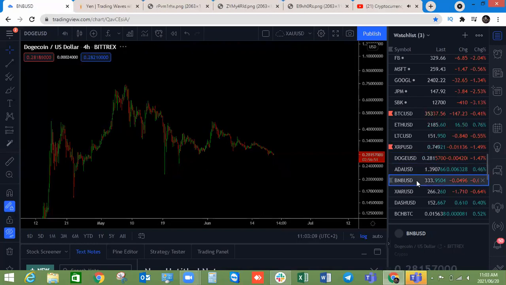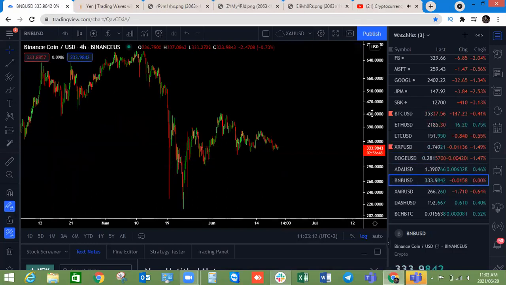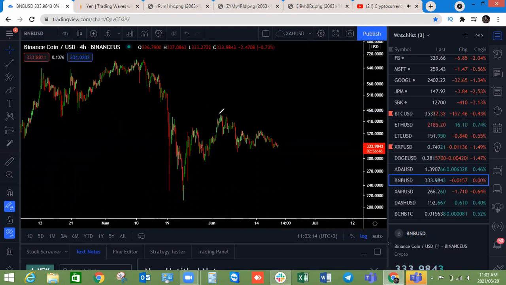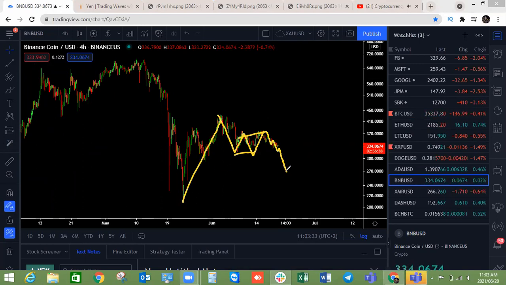Right, and let's look at BNB as well. That is Binance. Binance is making a similar structure. 3 waves there. We're looking for Binance to continue to the downside as follows, possibly back to the 50% of the whole move. Then we'll look for Binance to at least make a bounce from those levels there.